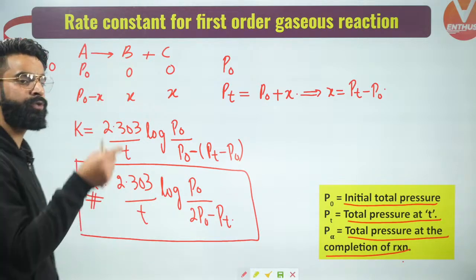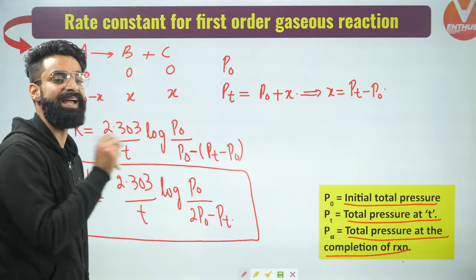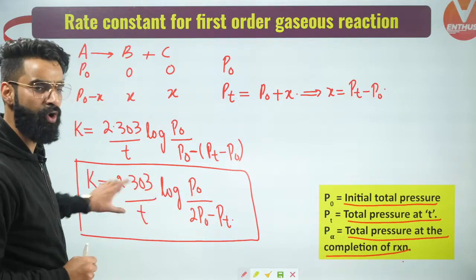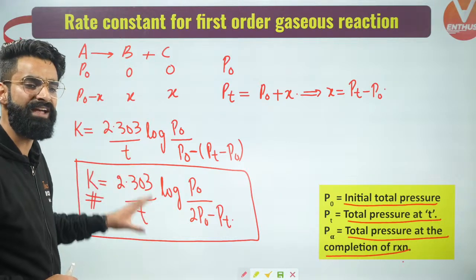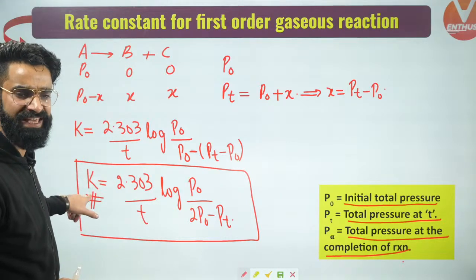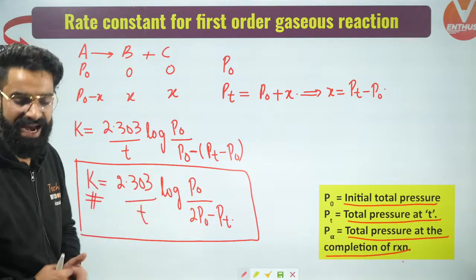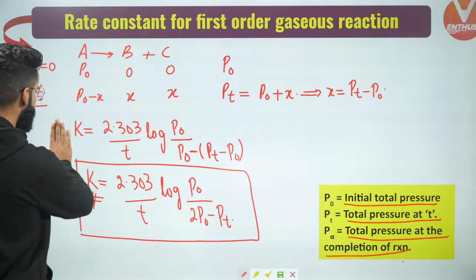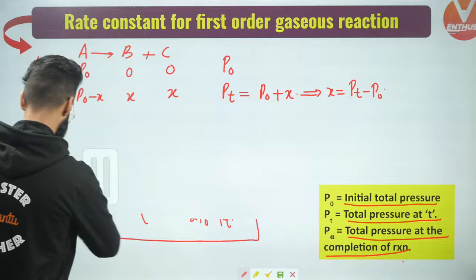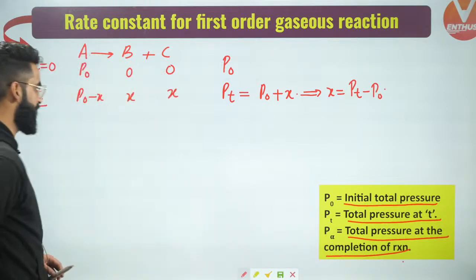Now, people, I'm going to do the same thing, but in terms of PT and P infinite. This is the expression of rate constant in terms of P naught and PT. Now I'm going to write the same K expression in terms of PT and P infinite. How will I be doing that? Let me erase this part right here.